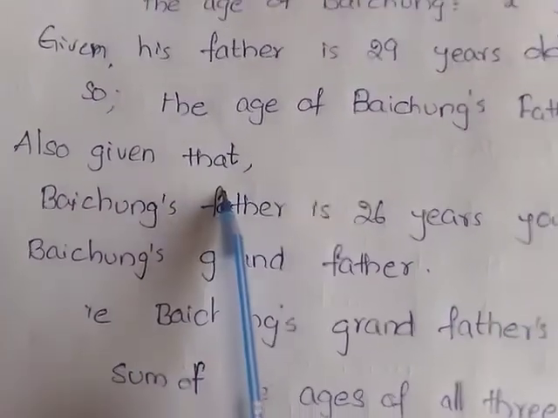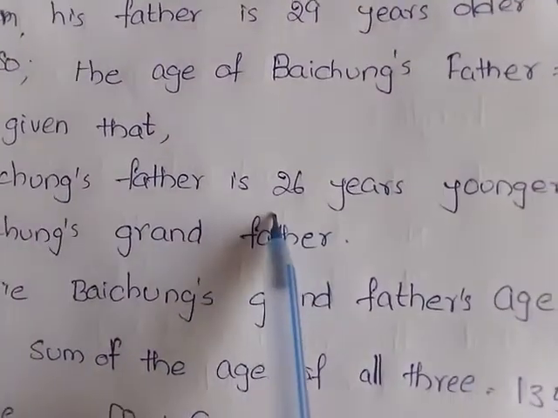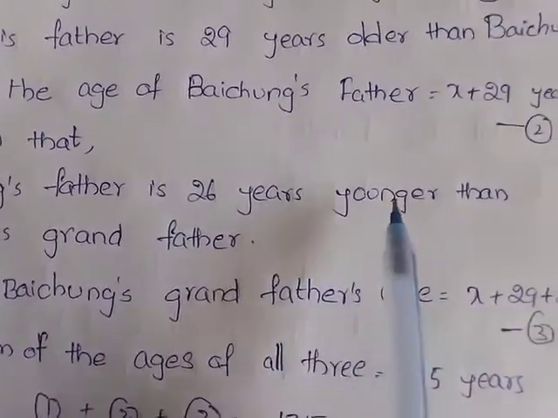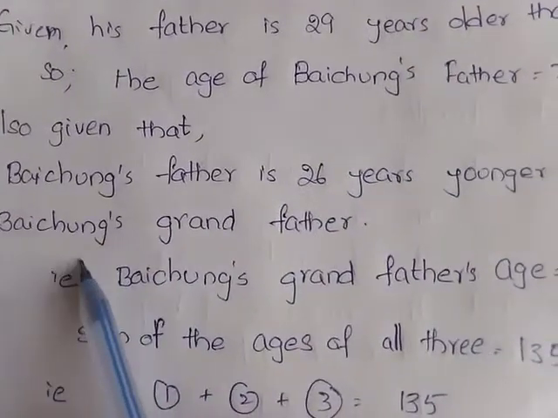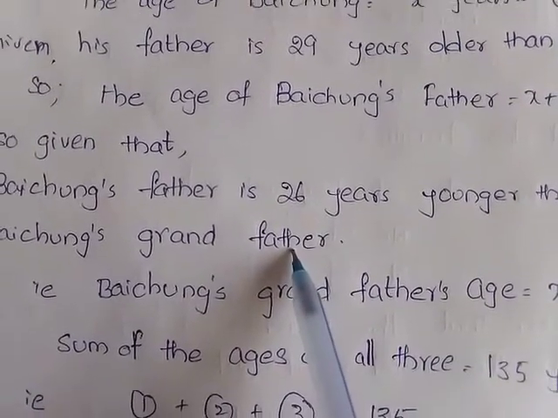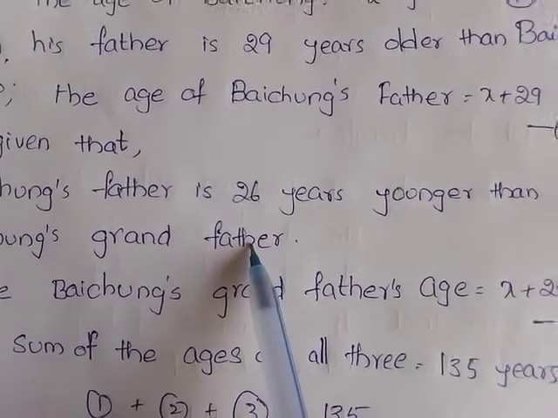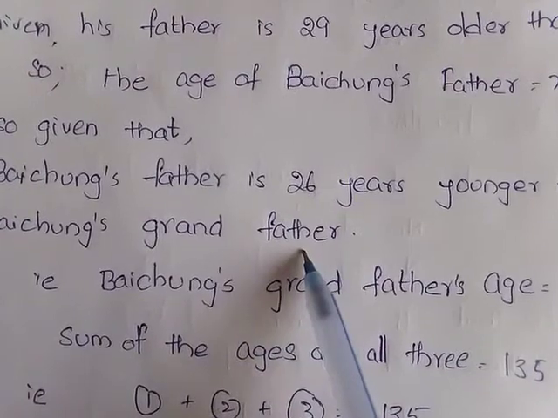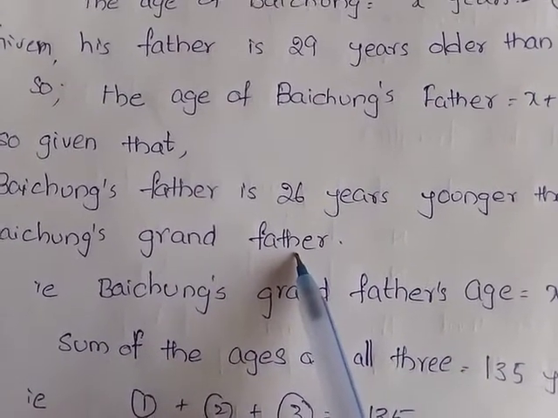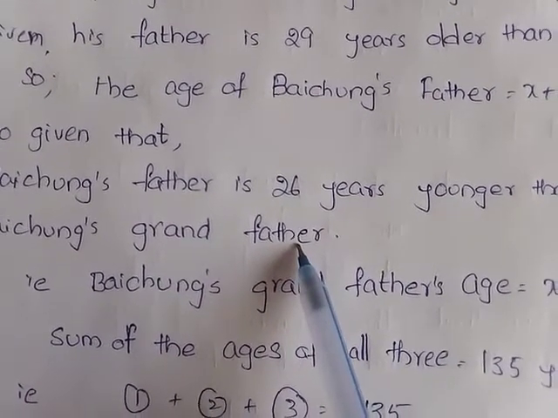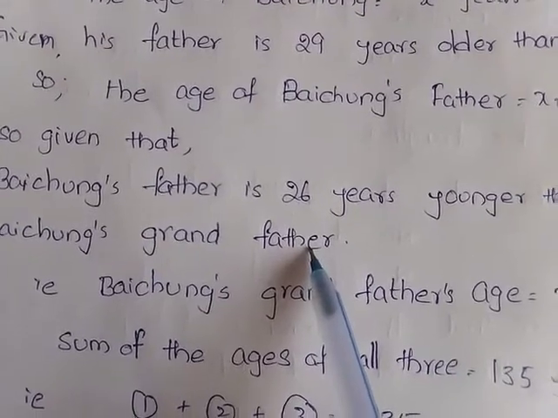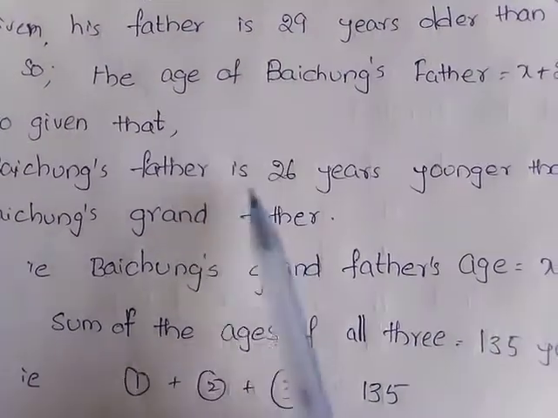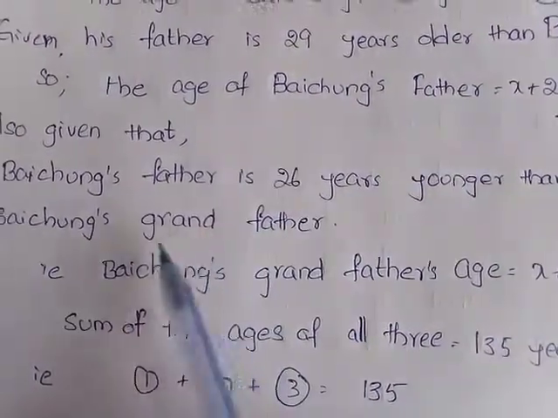Also given that Baichung's father is 26 years younger than Baichung's grandfather. That means Baichung's grandfather is 26 years older than his father. Is it? Younger means the other is older.